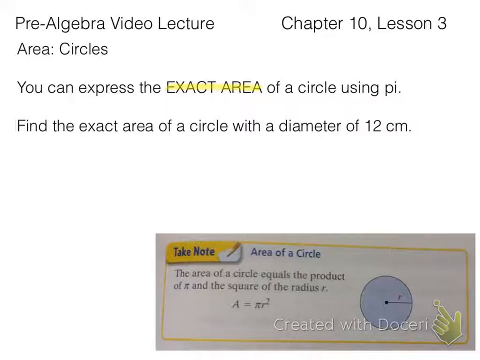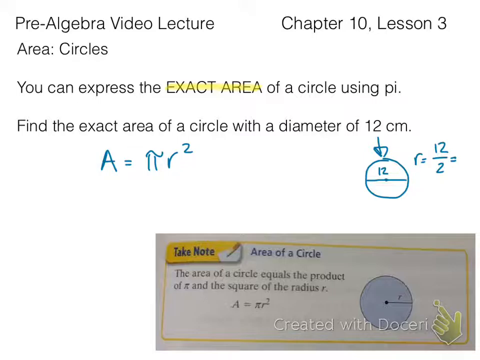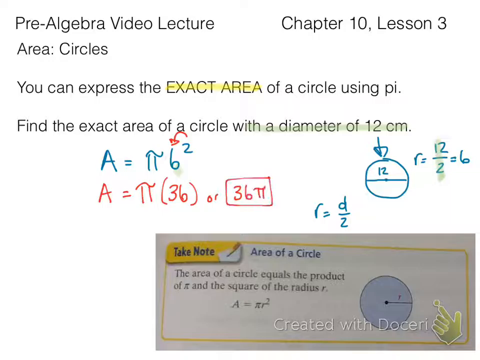So, if we're going to find the exact area of a circle with a diameter of 12, we need to start with pi r squared, the area formula. And now we know that the diameter is 12 because it tells us the diameter is 12. But we actually need the radius. Well, radius is half of a diameter. So if we take the diameter and divide by 2, we're going to get the radius, which is 6. Okay, so we're going to replace r with 6, and then we're going to square it. So 6 squared is 36, and that just gives us 36 pi.